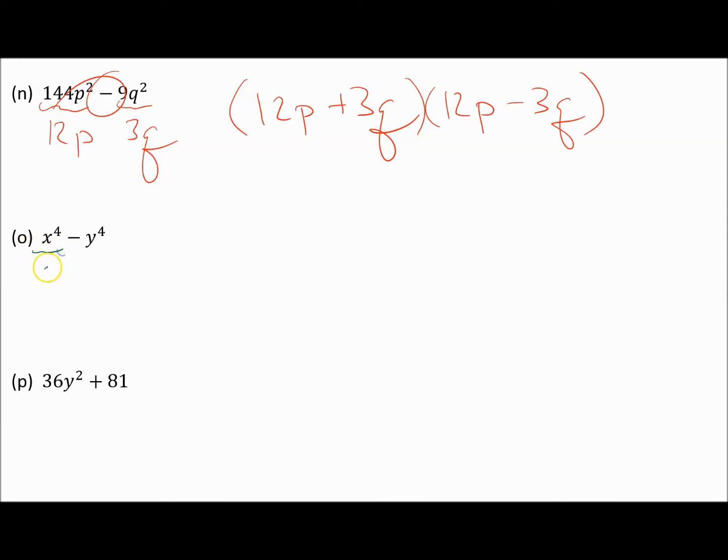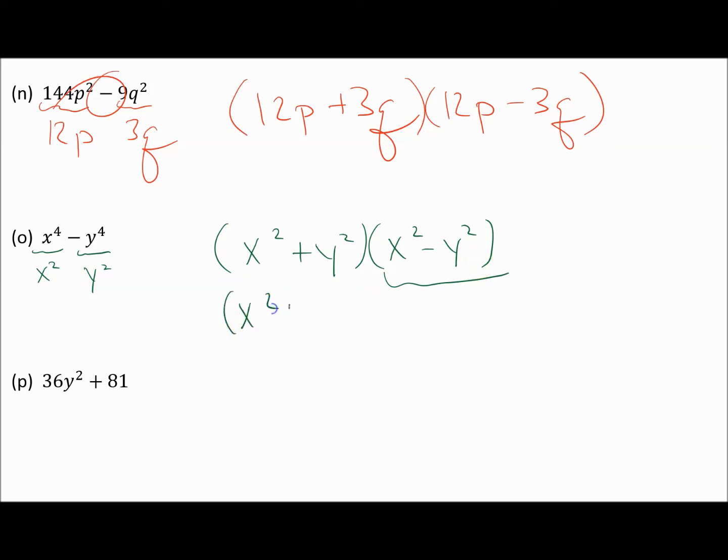The square root of x to the fourth we know is x squared, right? Because x squared times x squared is x to the fourth. The square root of y to the fourth is y squared. So I have x squared plus y squared times x squared minus y squared. But there's a little something extra going on here. Look at this. These guys right here, perfect squares again, right? So the x squared plus y squared, I'm going to bring that down, and then we factor here into x plus y times x minus y.